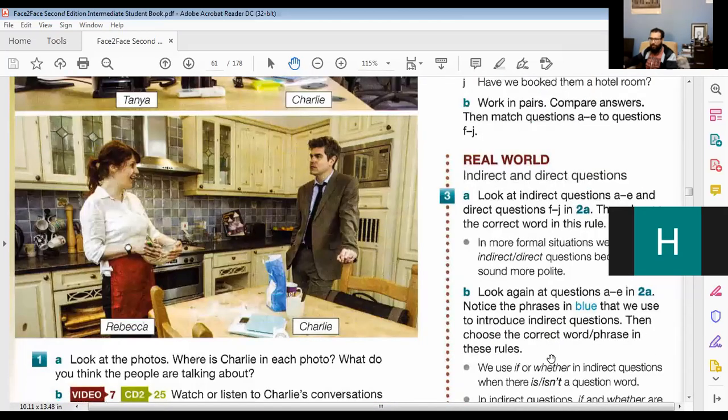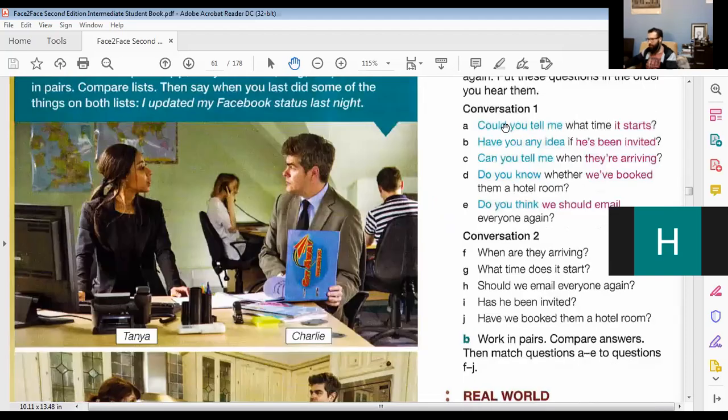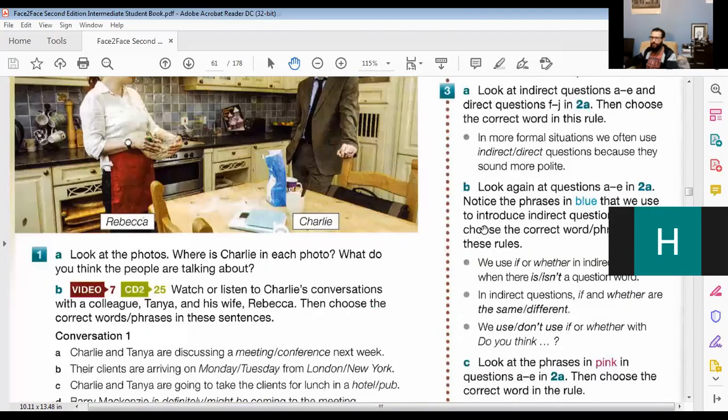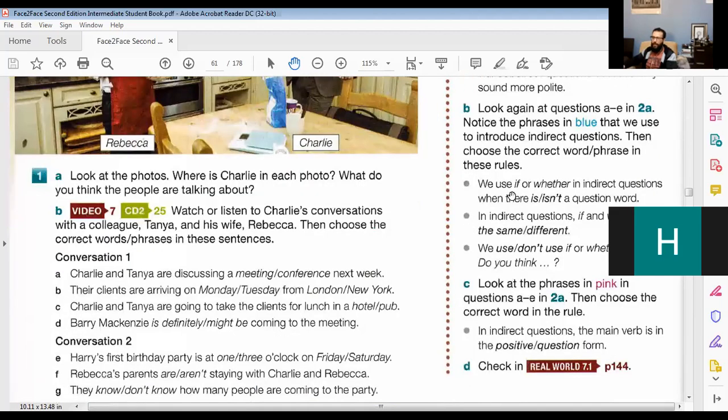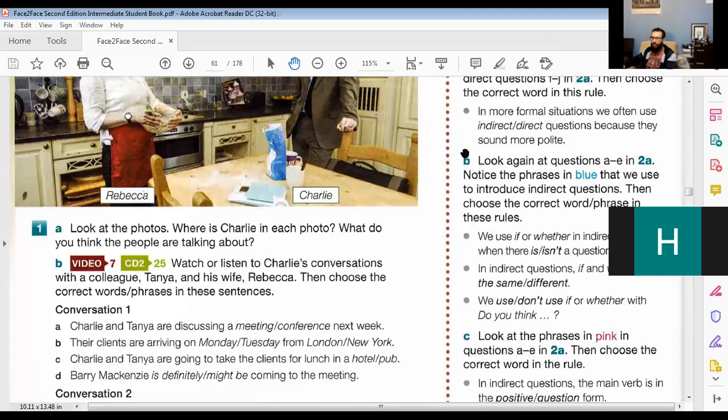Okay, so let's see what they want us to do exactly. It says, choose the correct word or phrases in these rules. So the rules are all about the blue phrases. Let's see. First rule, it says, we use if or whether in indirect questions when there is or when there isn't a question word. Means we need to go back.